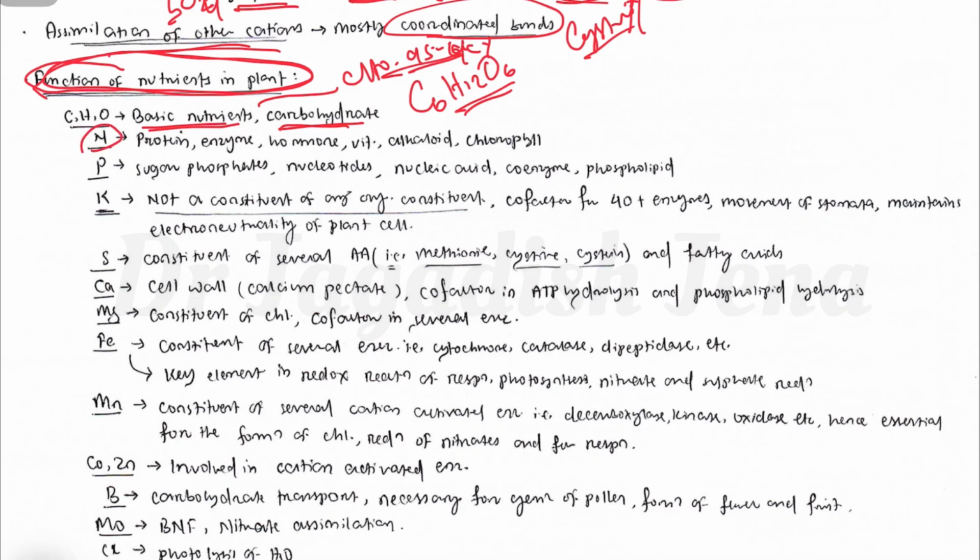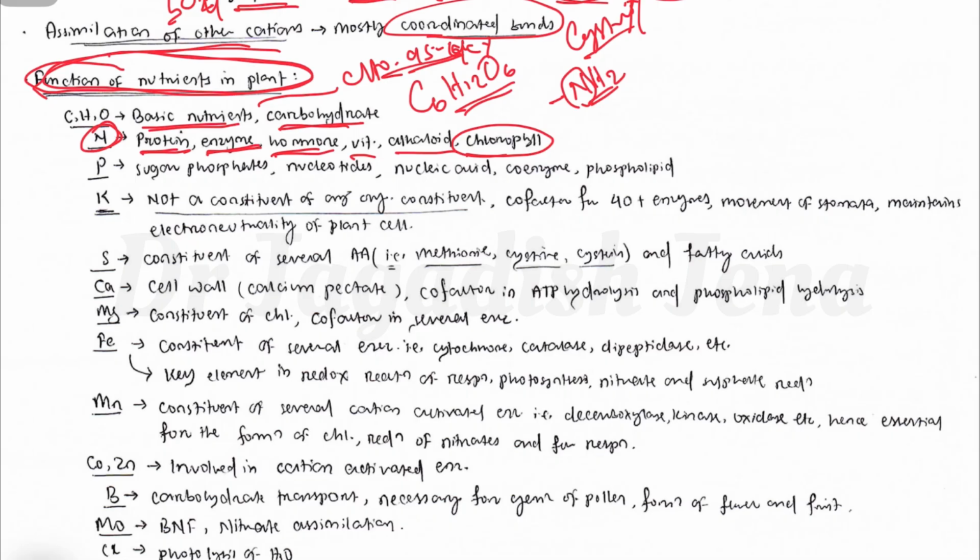Now what about nitrogen? Nitrogen's major role is in protein synthesis. Protein consists of amino acids that have NH2 groups, so here nitrogen is a major constituent. It is also a major part of the amino acids as well as the nucleic acids. Nucleic acid means DNA, RNA, and their nitrogenous bases are there. So nitrogen is a basic part of nucleic acid as well. It has a major role in enzymatic activity and as an enzyme constituent. Then different hormones, vitamins, alkaloids, then chlorophyll.